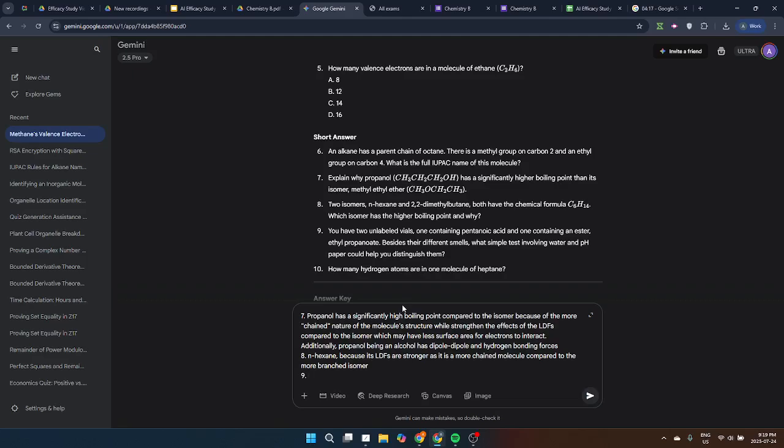You have 2 unlabeled vials, pentanoic acid, one containing an ester, ethyl propanoate. Huh, okay. Besides smells, other simple tests involving water and pH paper. Okay. Water and pH paper. Okay.